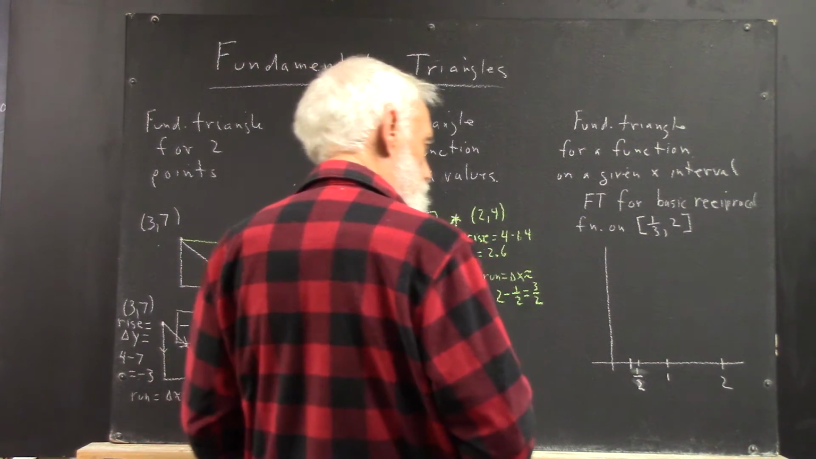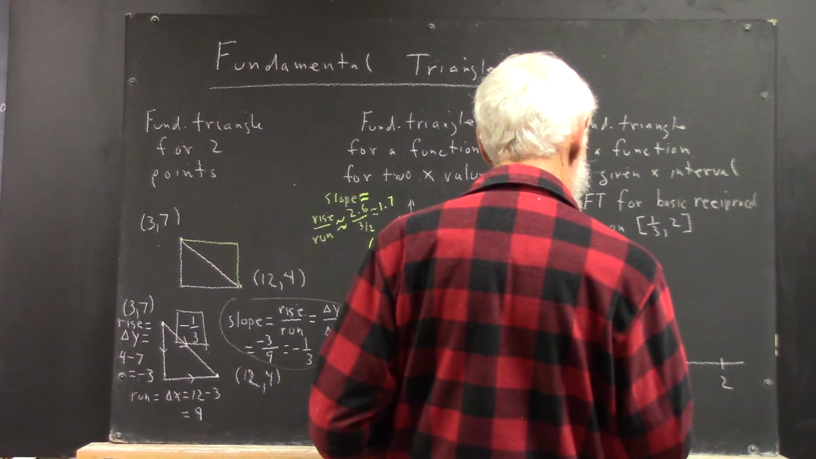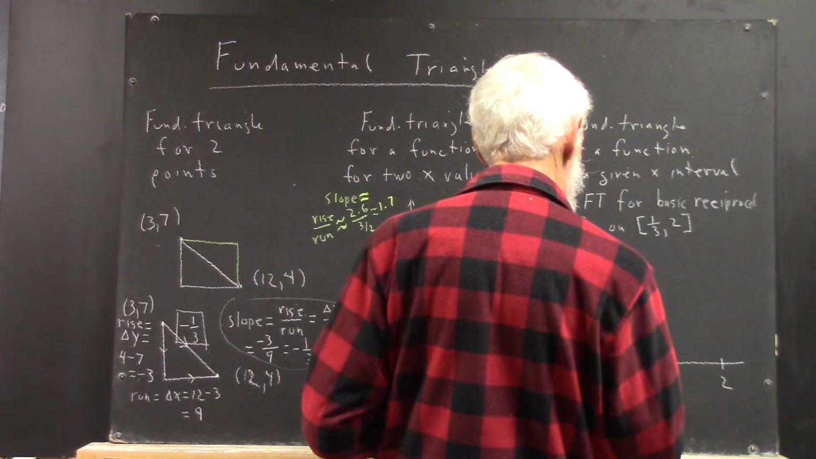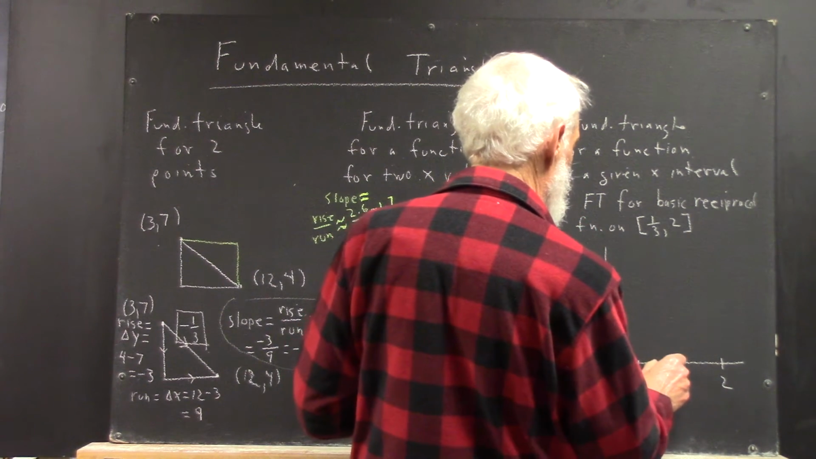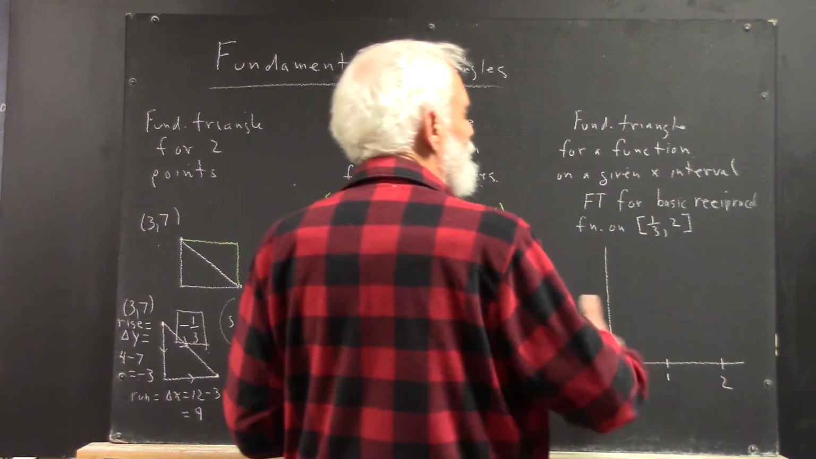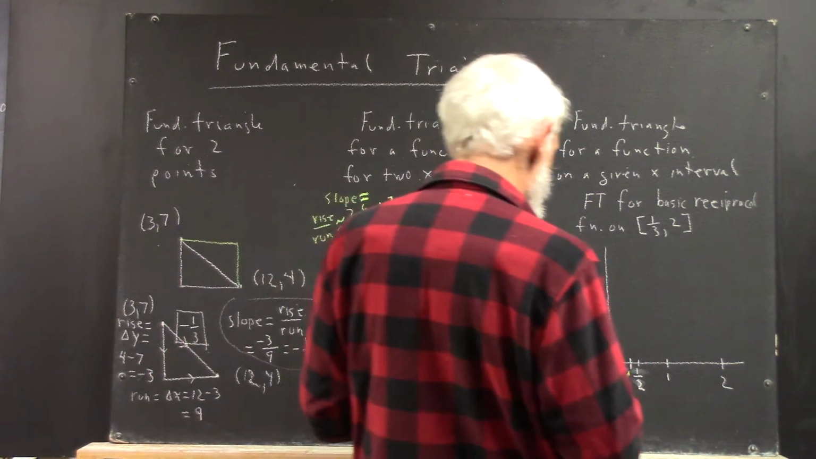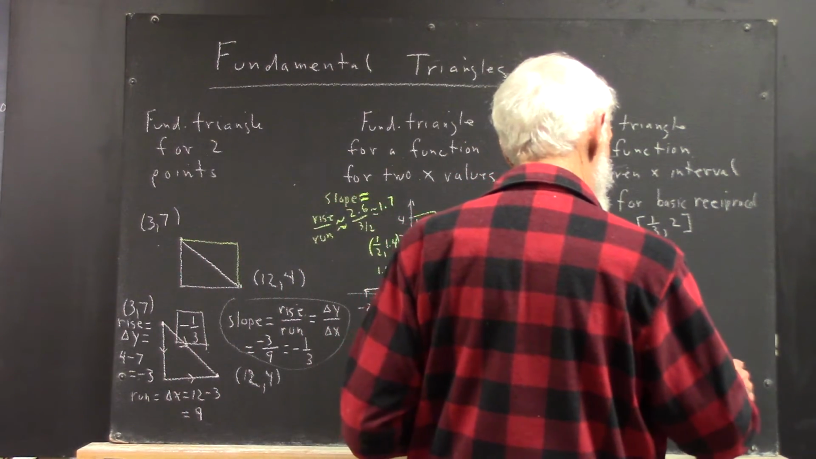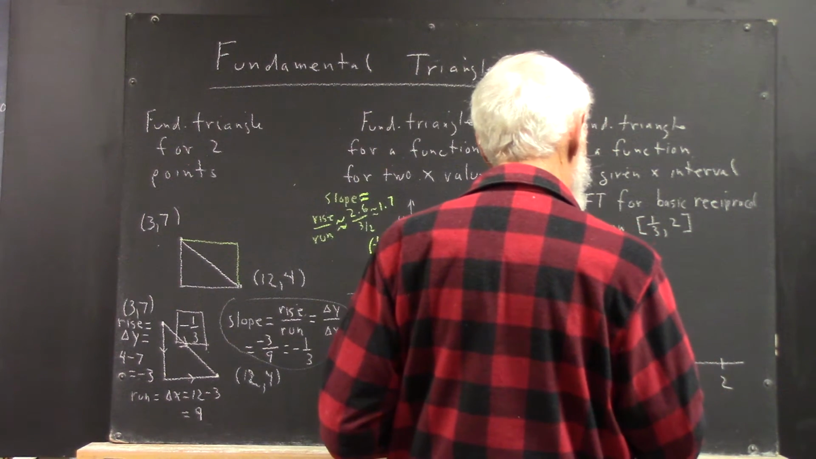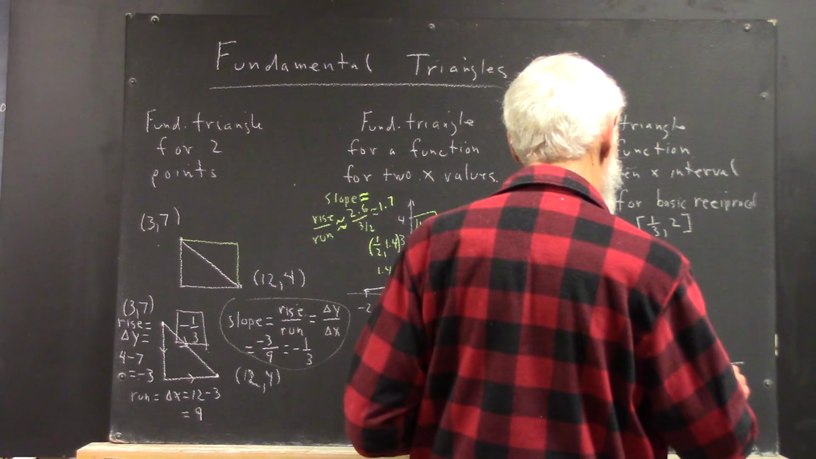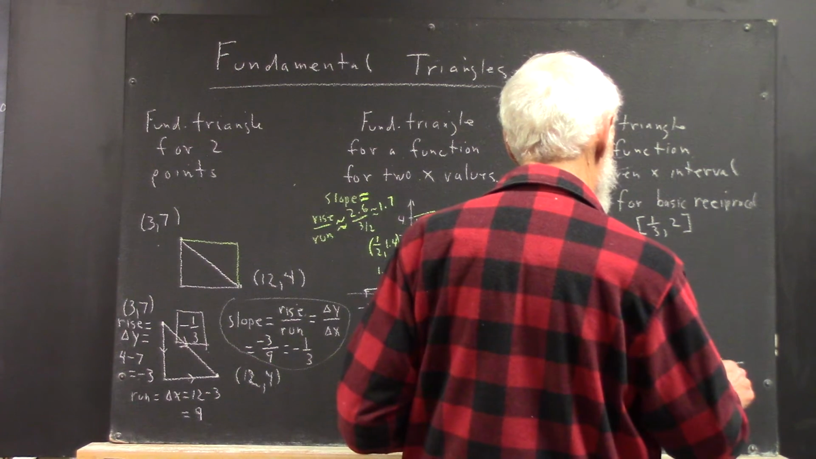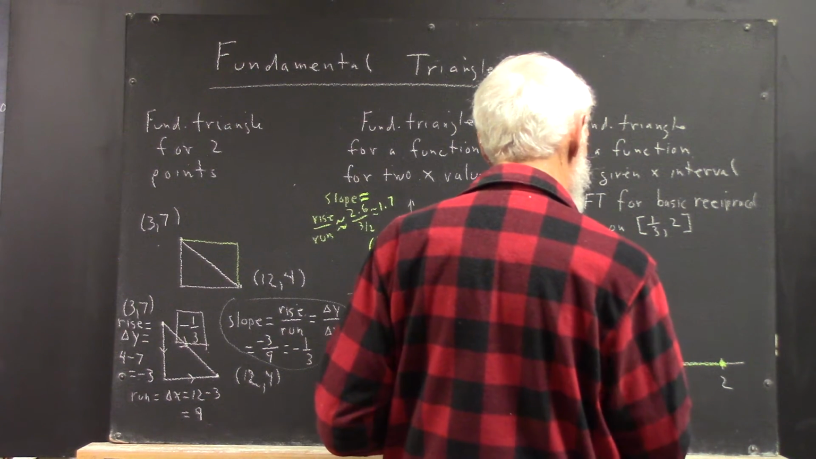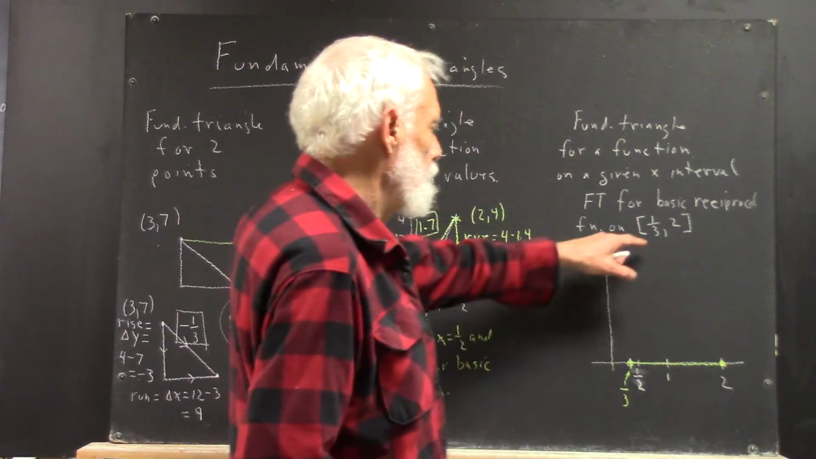Okay, so here's 1/3. That means 1, 2, 3 of these should make up 1. I've actually got it a little too far to the right. And here's 2, and here's our interval. Now again, you have to understand interval notation. But this is the interval 1/3, 2.